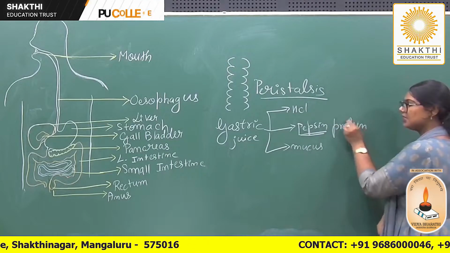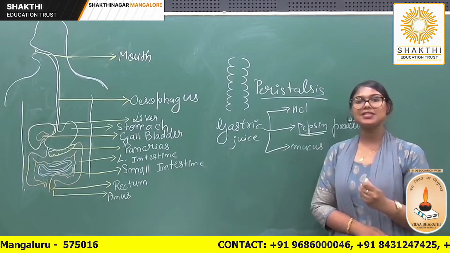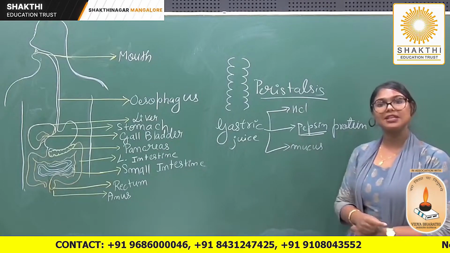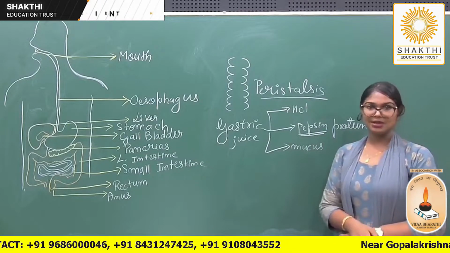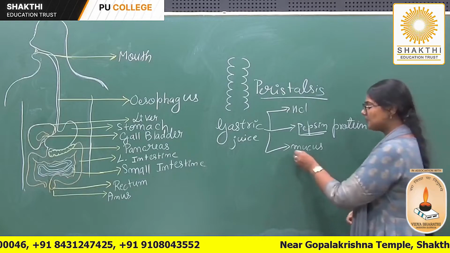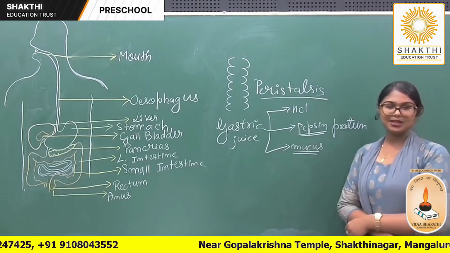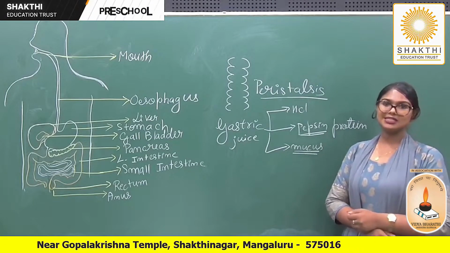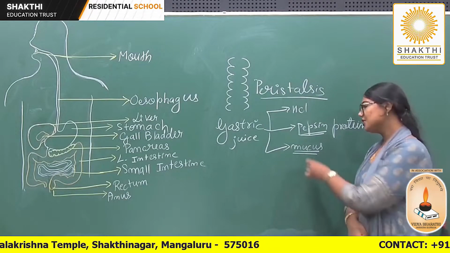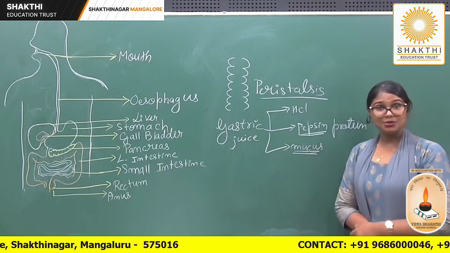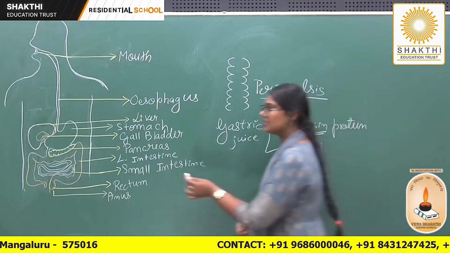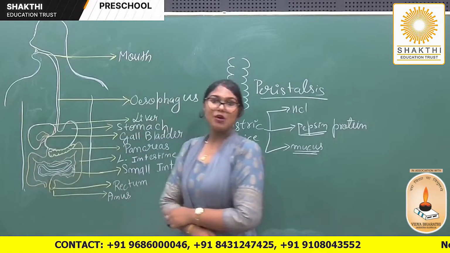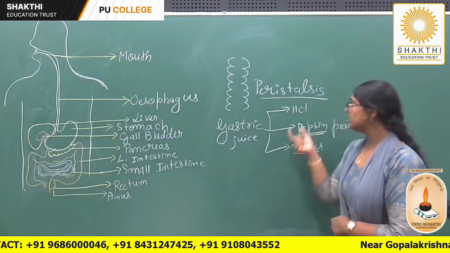P for pepsin, P for protein. So pepsin helps in the digestion of protein, students, and for the activation of pepsin, we need HCl in our stomach. Following pepsin is the mucus. Now mucus is a sticky or slimy substance that is present in the stomach. You must be wondering, what is mucus doing in the stomach? Mucus protects the walls of the stomach. The stomach is surrounded by mucus and it protects the walls of the stomach from the acidic effect of HCl.